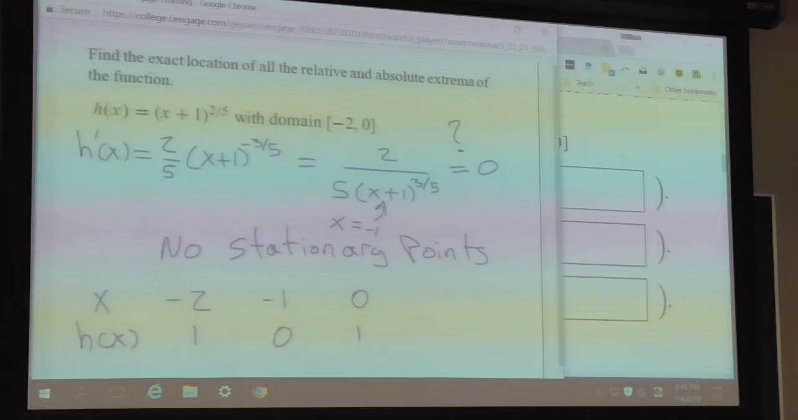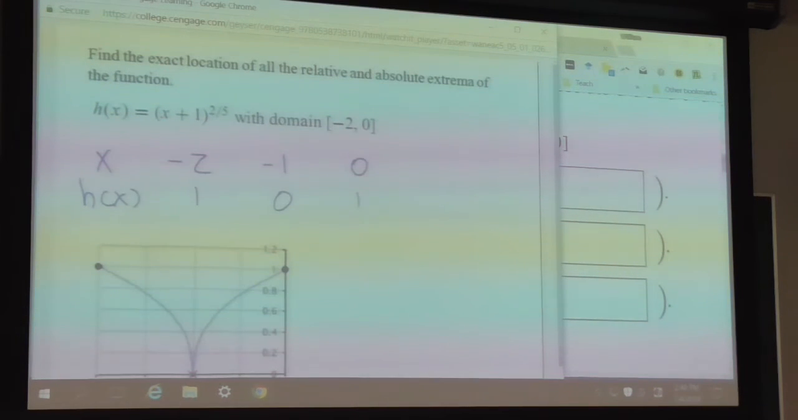Taking a look at the graph, we can see that the endpoints are absolute maxima, and the cusp is the absolute minimum.